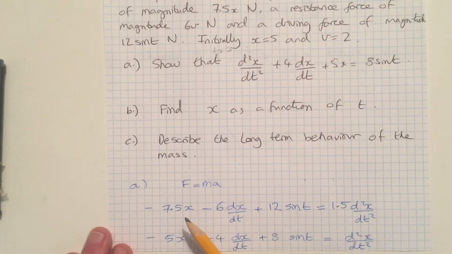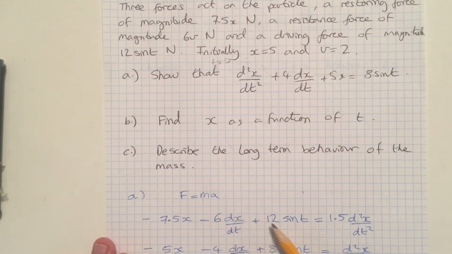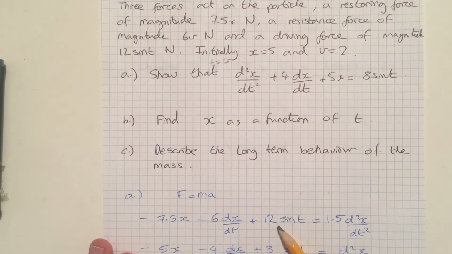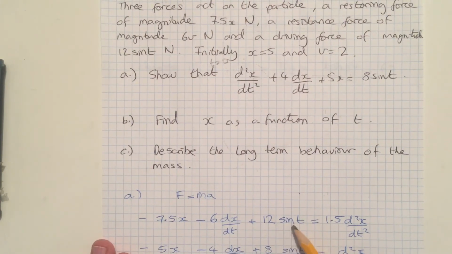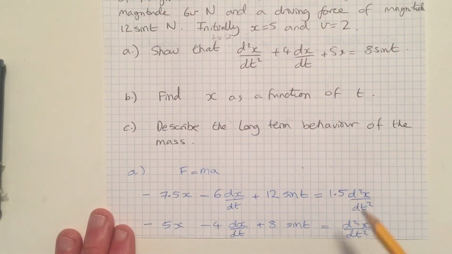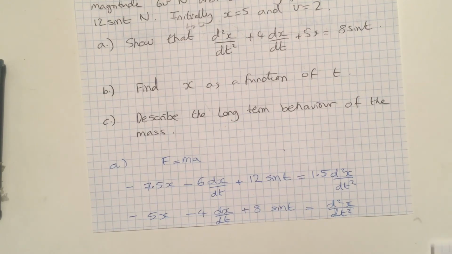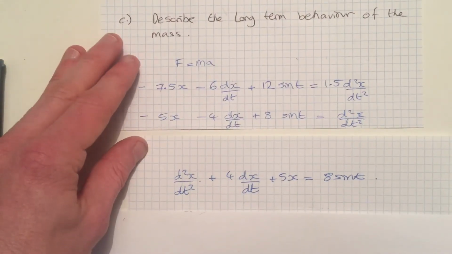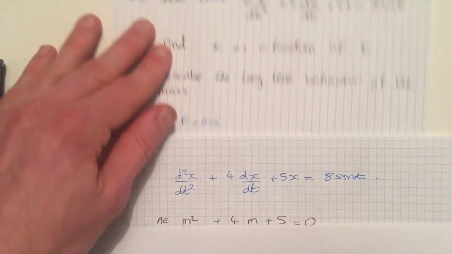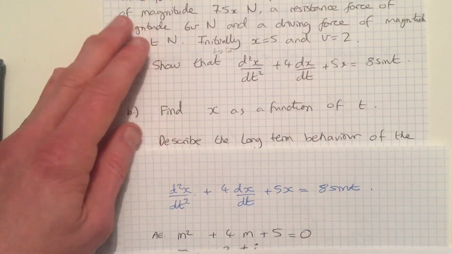So I've got my restoring force, I've got my resistance force, and then we've got the driving force, which is a positive value because that's going to be adding to the acceleration here. And that's equal to the mass, 1.5, times the acceleration. I've then divided both sides by 1.5, and now move all of this to one side of this equation to get this, which was what we wanted to show in part A. Part B said find x as a function of t.